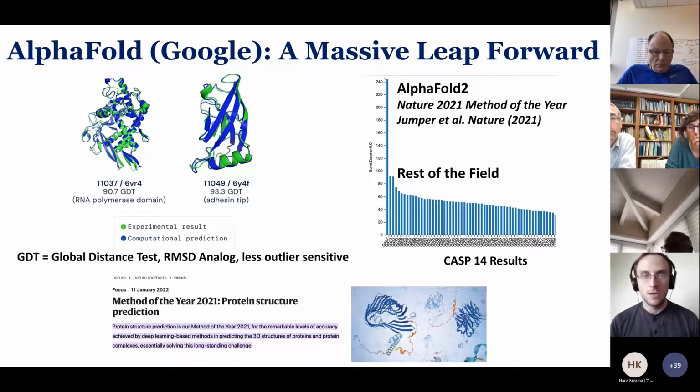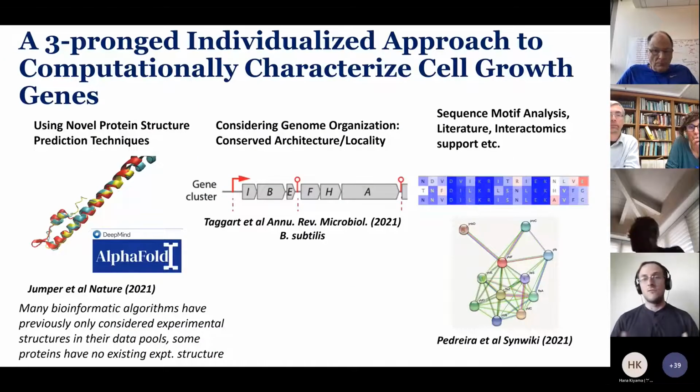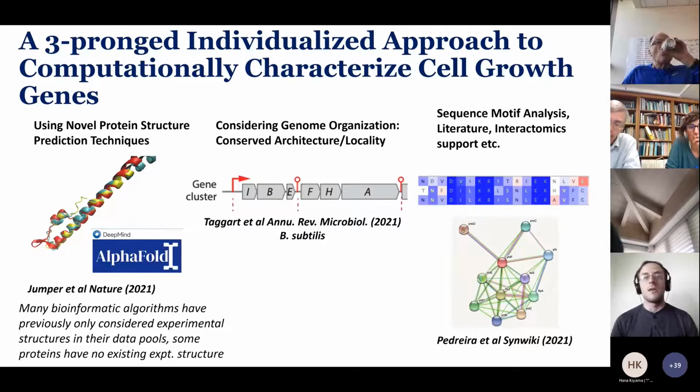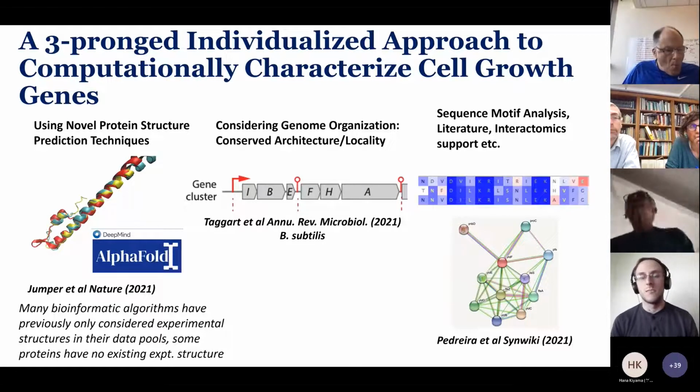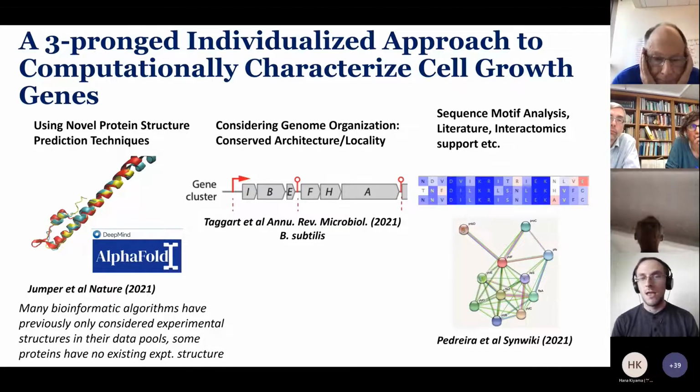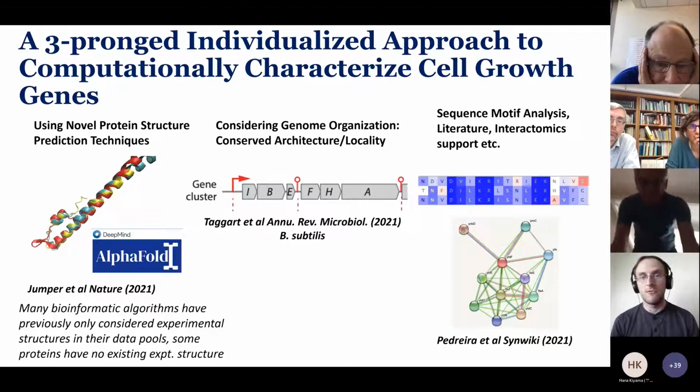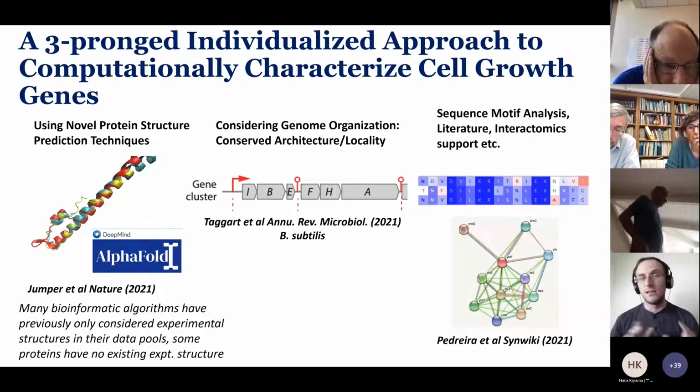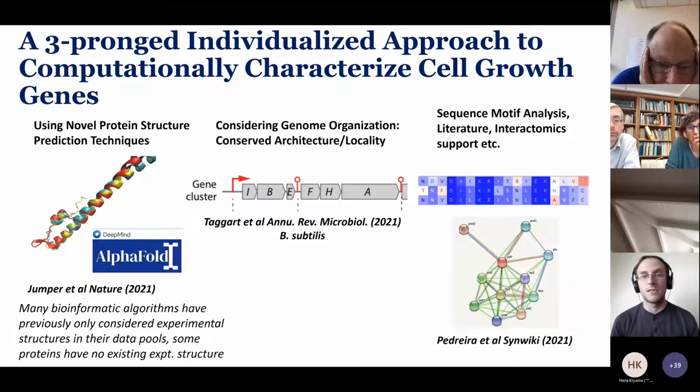And so what we really wanted to do was use an individualized approach with these about 90 or so proteins in Syn3A that had unknown function, that included techniques like AlphaFold, as well as considering the genomic context in which these genes are in Syn3A and comparing that to other bacterial organisms, in conjunction with sequence alignment and other literature and interactomics type data that's available in SynWiki that Christoph had described to us earlier.